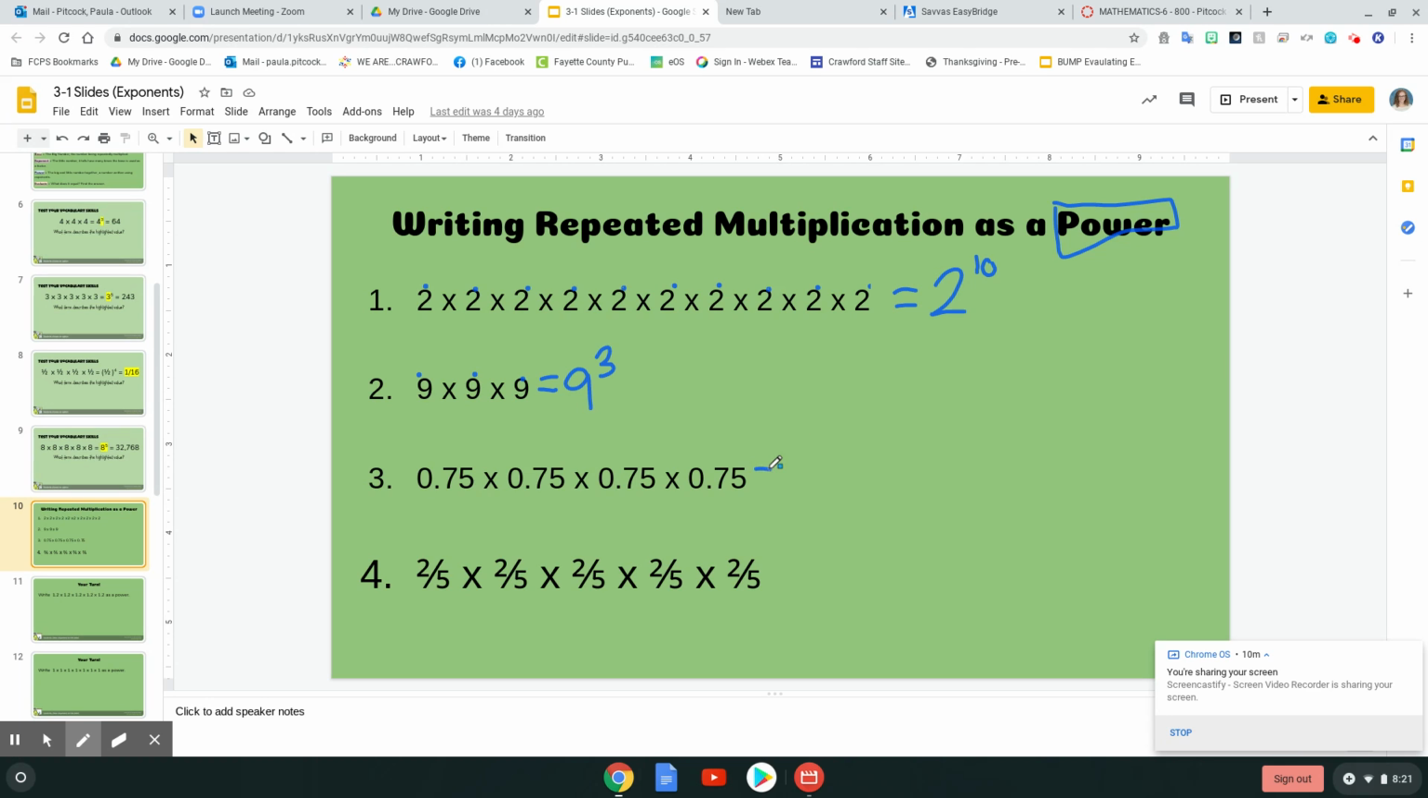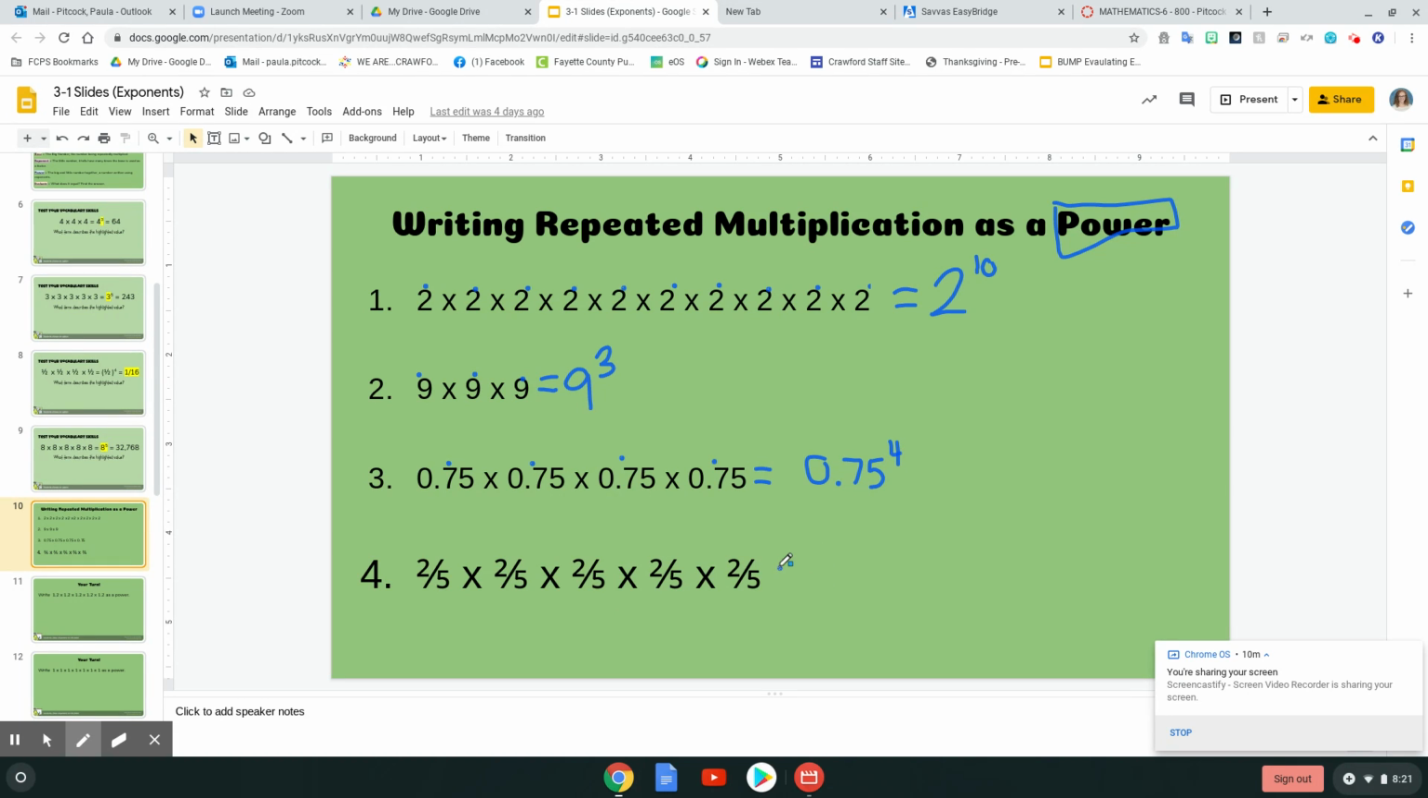Okay, we're going to do one with decimals and fractions because these are numbers too. The number I see is 0.75. And we're going to count how many times that shows up. 1, 2, 3, 4 times. So the exponent, the little number, is a 4. 0.75 raised to the power of 4.